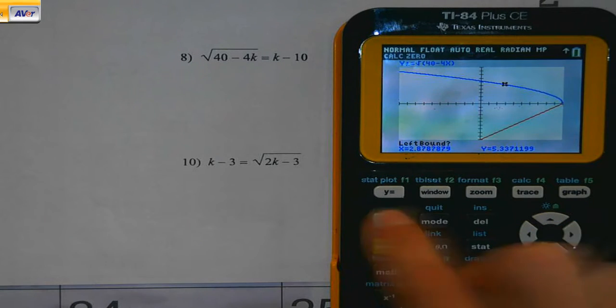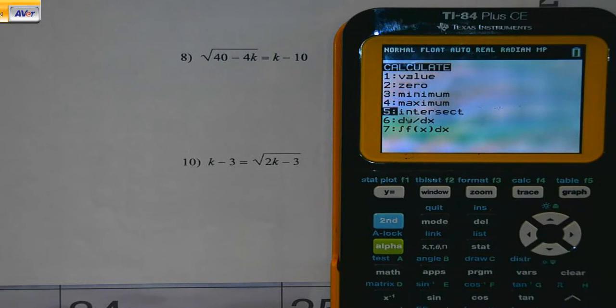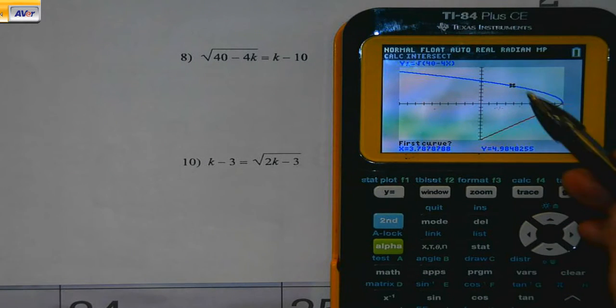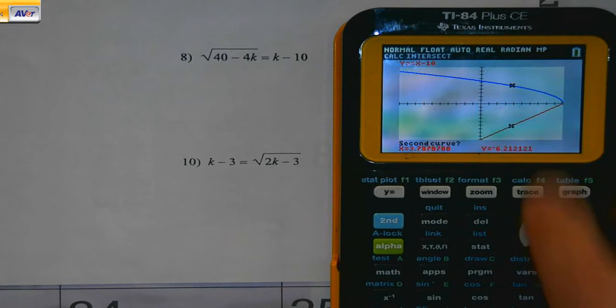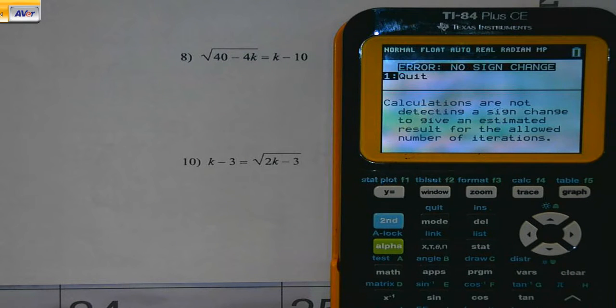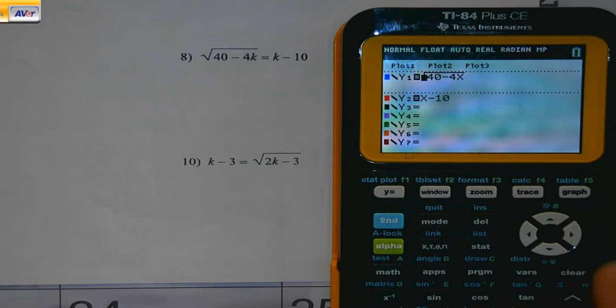I calculated the 0. You're like, Harty, you're looking for the intersection. I knew that. So first curve's the blue. I'm going to hit enter. Second curve's the red. I'm going to hit enter. I don't know why this is having issues. Great thing about technology, except when it don't work.